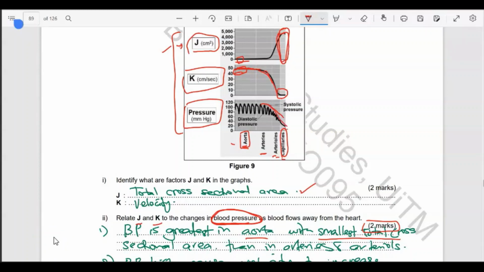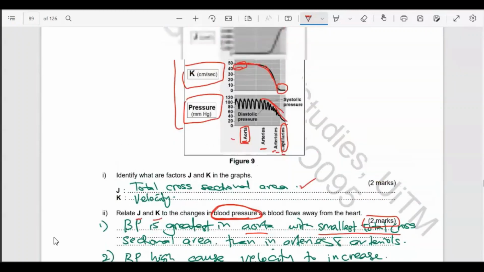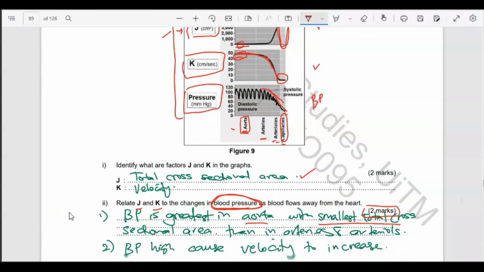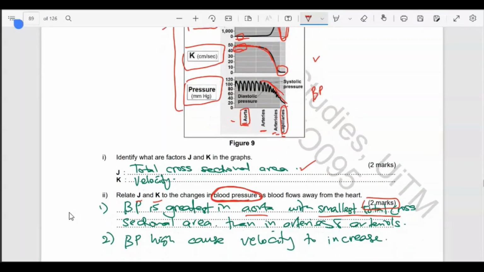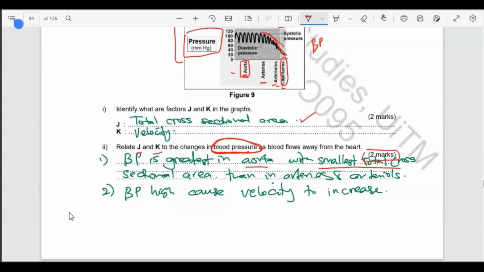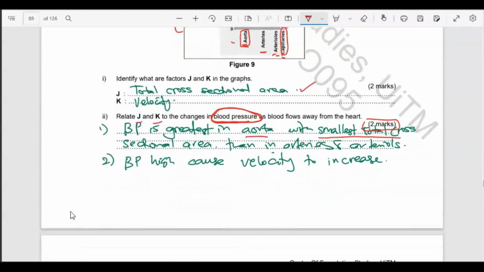So this is the answer. You should be able to relate the total cross-sectional area with the velocity of the blood and the blood pressure in the different blood vessels: the aorta, arteries, arterioles, capillaries, venules, veins, and later the return back to the heart through the vena cava.